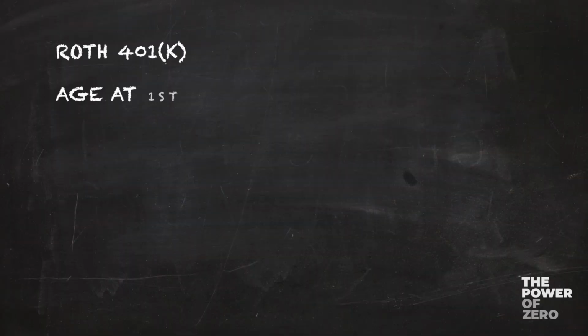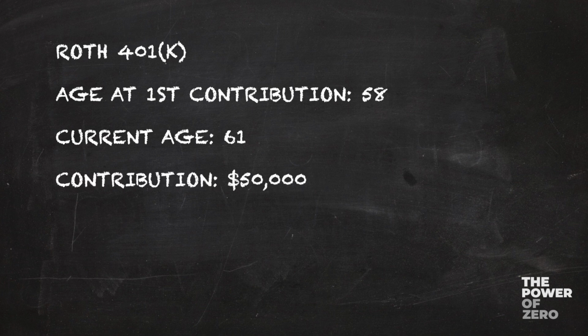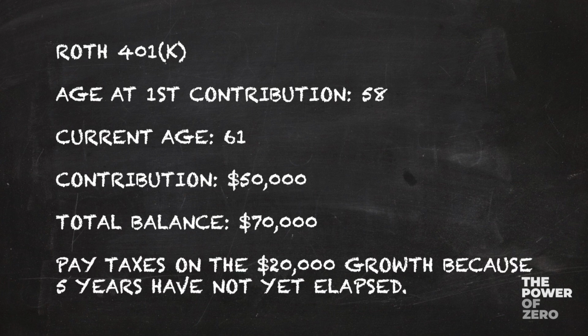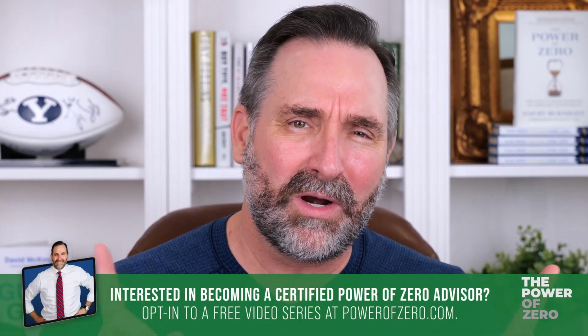So here's an example. Let's say you started your Roth 401k at age 58 and you're now age 61. Let's also say that you've contributed $50,000 to your Roth 401k and that's grown to $70,000. Because you're over age 59.5, you can now withdraw all of your contributions 100% tax-free, but if you wanted to withdraw the $20,000 in growth, you'd have to pay a tax because 5 years have not yet elapsed since you made your first contribution to your Roth 401k. However, once you reach age 63, then you could take both your contributions and your growth out 100% tax-free.